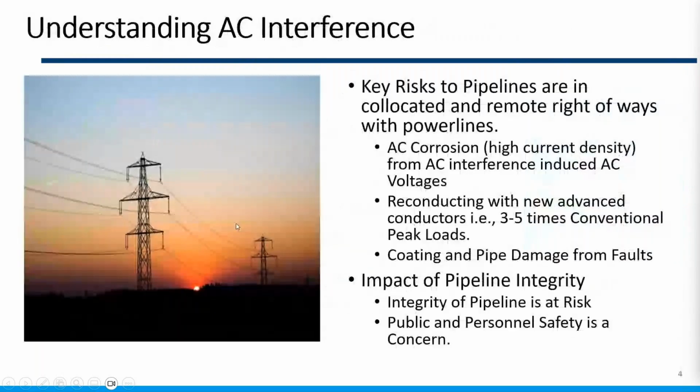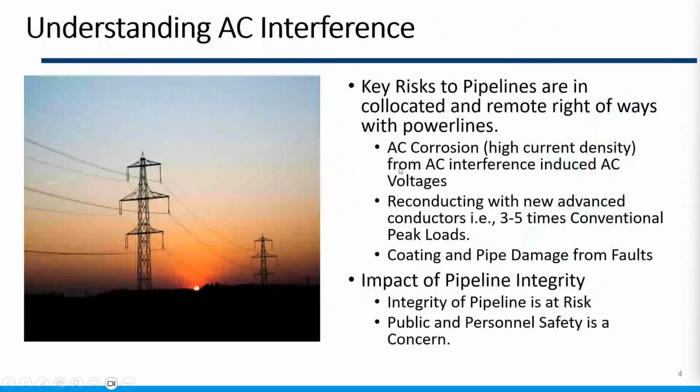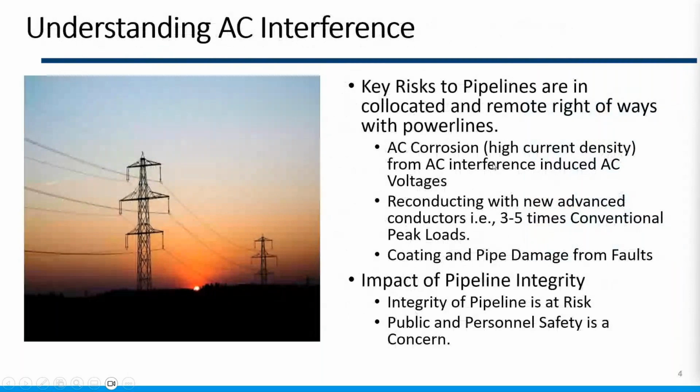Let's see, I want to go back here. So the key risks. I hate when this is preset and I talk too much. Understanding AC interference: basically, we have to keep the current densities down. Once these power lines are put in, these advanced conductors, you're going to see things that you never could believe. And that's what I'm going to show you, what the modeling shows too.